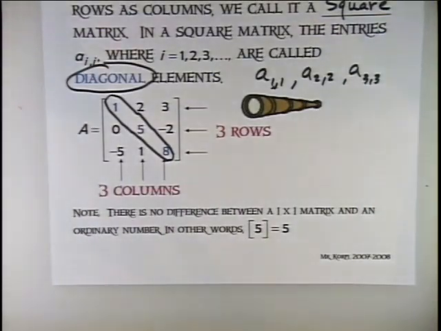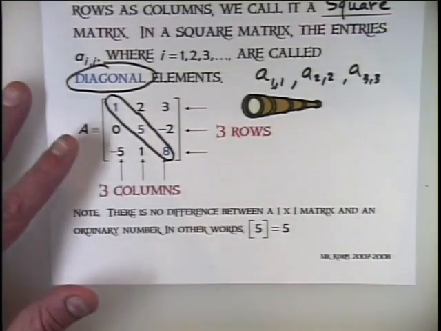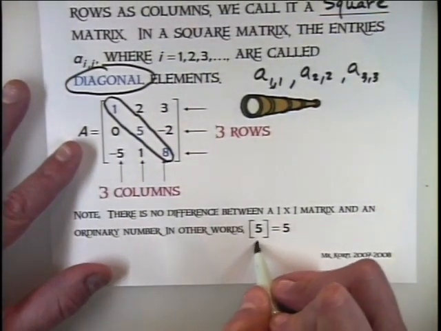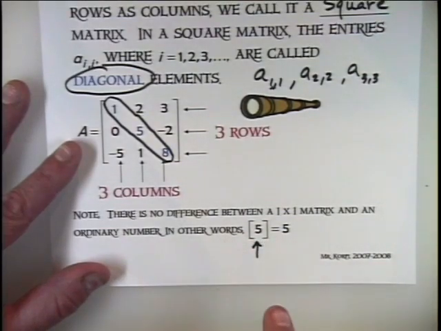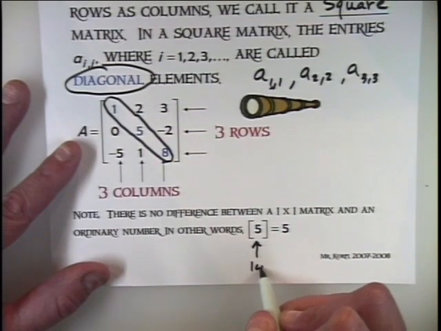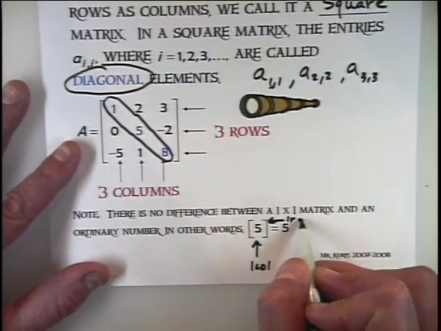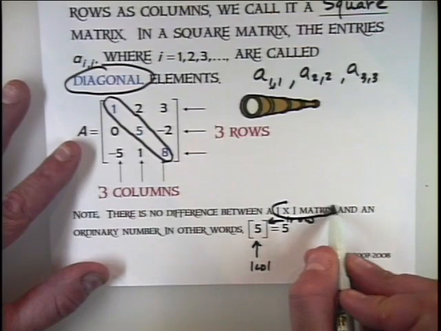Now, what about a square matrix that has 1 row and 1 column? Are you thinking about that? For instance, here we have a matrix. We see the brackets. There's a 5. There's 1 column, and there's definitely 1 row. So that would be a 1 by 1 square matrix.